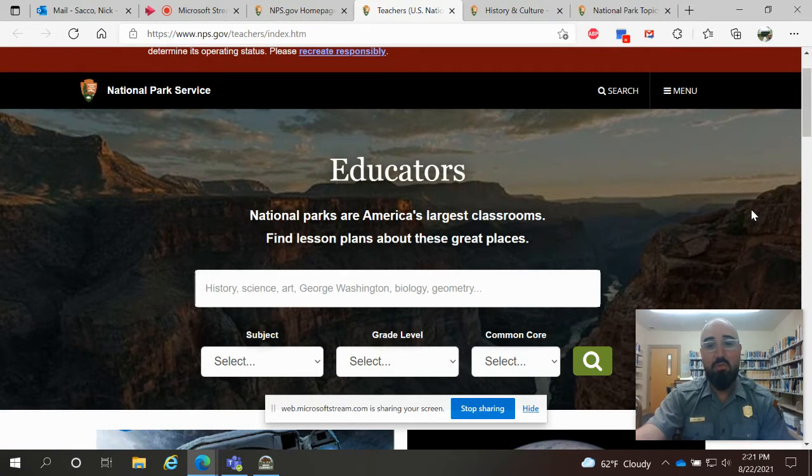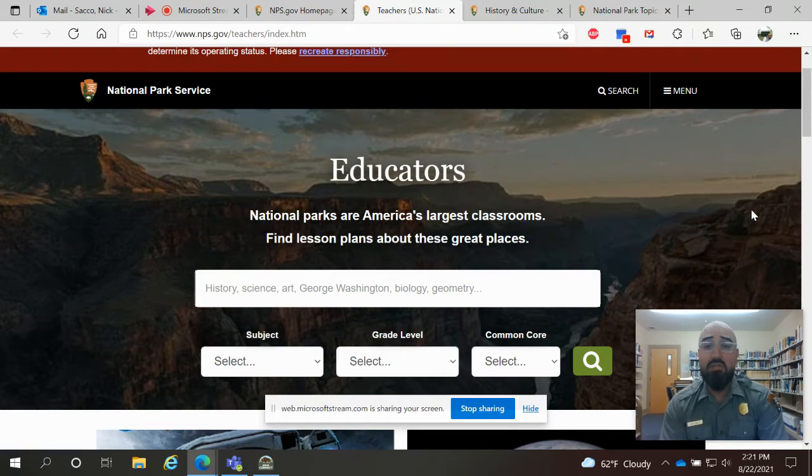And this is a really wonderful resource. So if you have a specific subject that you teach, a specific grade level that you teach, even a specific Common Core standard that you're trying to meet, you can search for all of that within the Educators Portal. So you put that information in at the top of the page. And this website, by the way, is nps.gov/teachers. This is the Educators Portal.